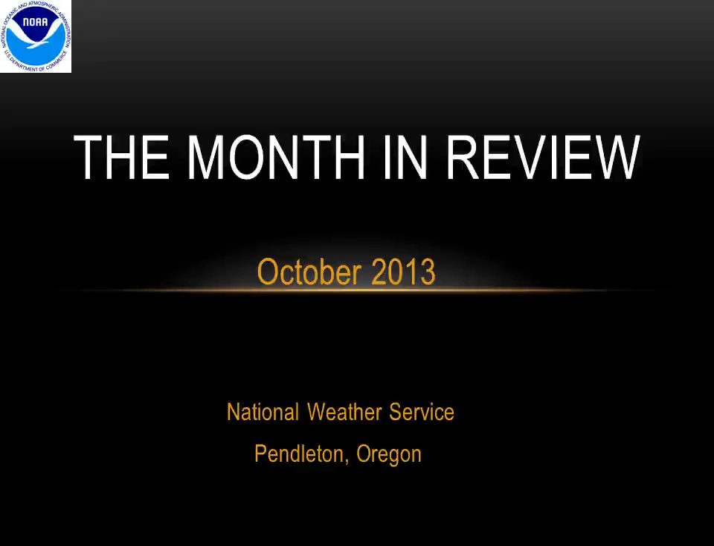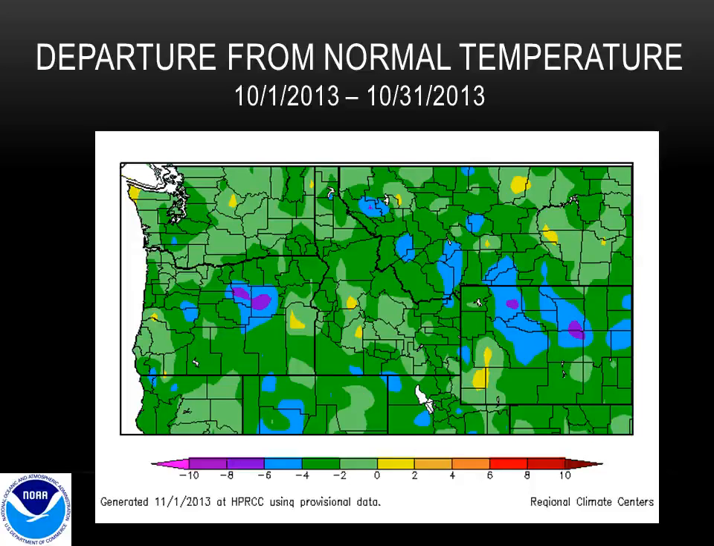This briefing will highlight the weather of October 2013, as well as the temperature and precipitation outlooks for the month of November 2013. This graphic is from the High Plains Regional Climate Center and shows the departure from normal temperatures for the month of October 2013. The time period for the normals is 1981 to 2010. A value of 0 would mean that the location reported a normal average temperature.